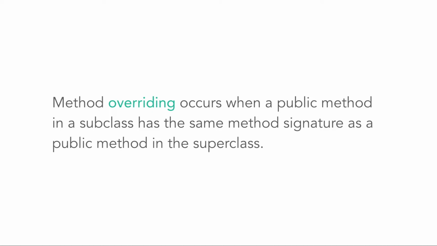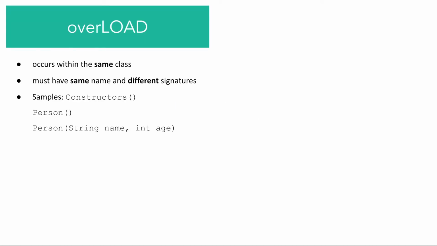Method overriding occurs when a public method in a subclass has the same method signature as a public method in the superclass. In Unit 2, we mentioned method overloading. It occurs within the same class. The method must have the same name, but different signatures. Some common examples are constructors. In this case, we have a default constructor Person and a constructor that takes in two parameters.